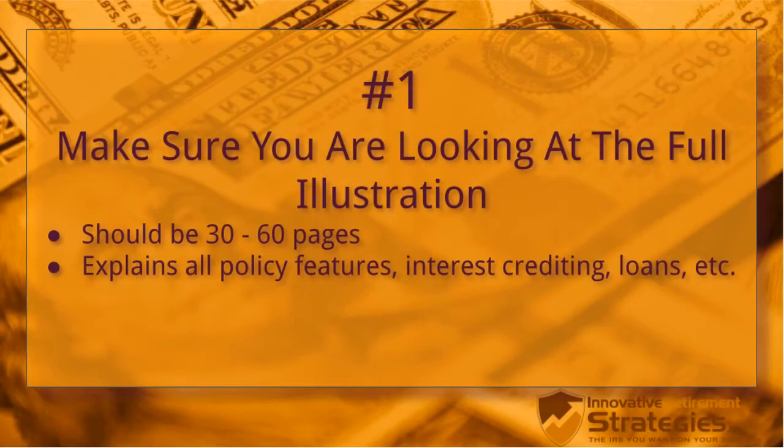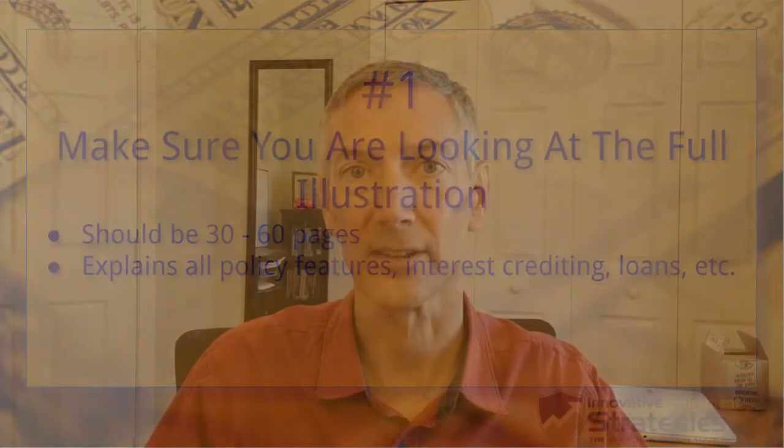So the first thing to look for is just make sure that you're looking at a full policy illustration and not just a report or summary. A life insurance illustration should be 30 to 60 pages long, and it's going to explain everything about the policy. How all the riders work, how life insurance works, how loans are done, how the interest is credited, how dividends work. So make sure you're looking at the full policy illustration.